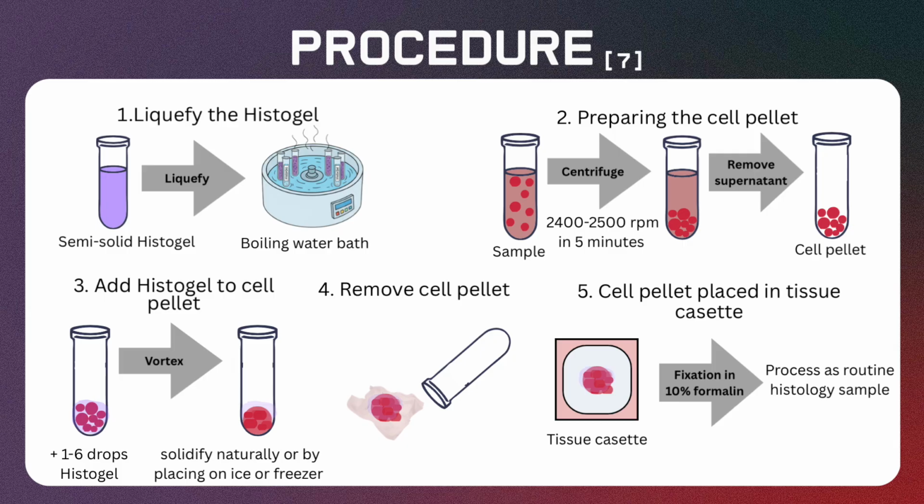The fourth step, once the gel has solidified, the gel cell pellet is carefully removed from the tube using an applicator stick or spatula and placed into a tissue cassette. Finally, the cassette is submerged in 10% buffered formalin for fixation and then processed using routine histology procedures. This allows the cell block to be sectioned and stained for microscopic examination.